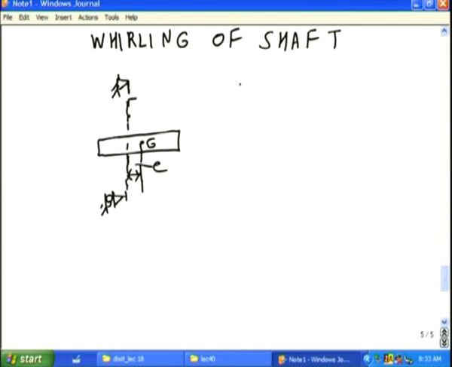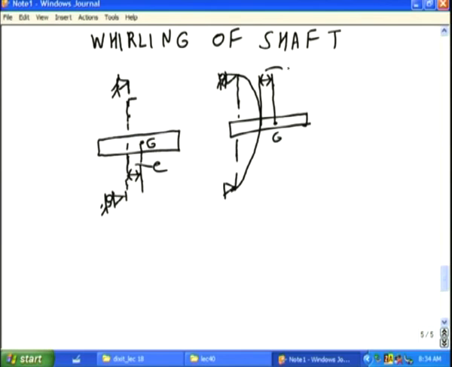So, when it is rotating, let us say this is the axis. This is simply supported in bearings. This may be like this. Then the shaft bends like this. Therefore, the rotor may move here. This is G and this is E.